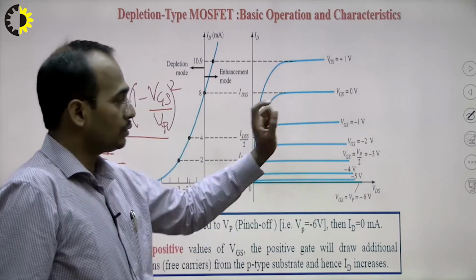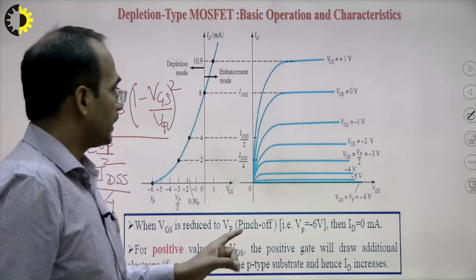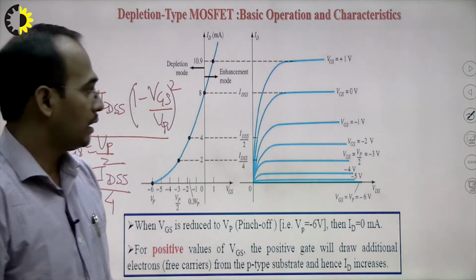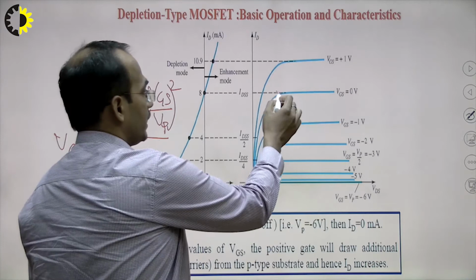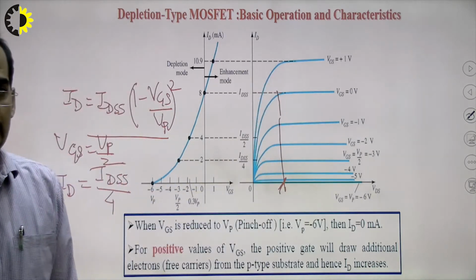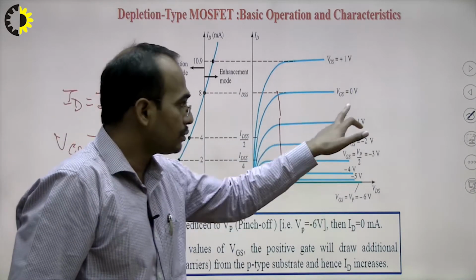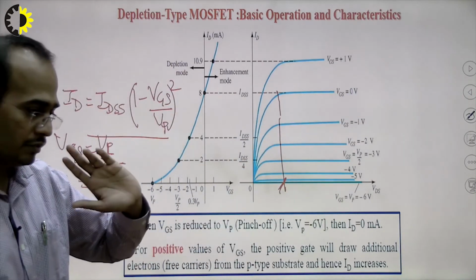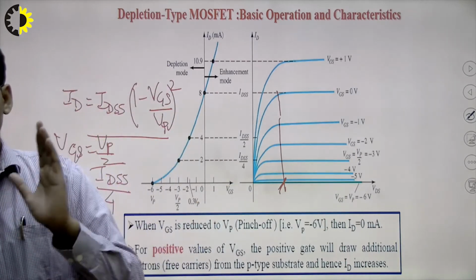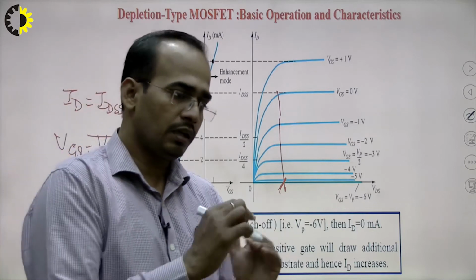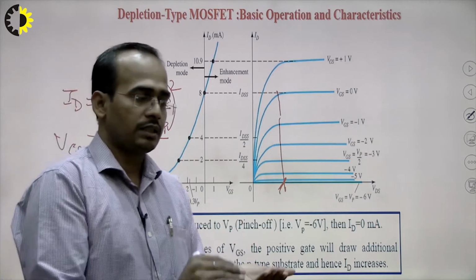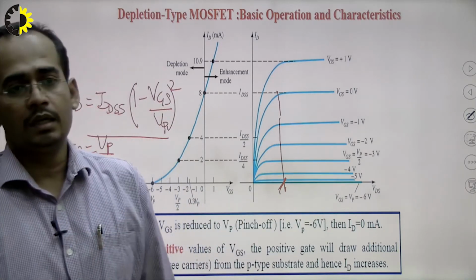When VGS is equal to 0 and VDS is kept positive, the drain current flows and the maximum current is IDSS. At a particular value of VDS, drain current increases, and after a certain value of VDS, the drain current becomes constant. As we increase the negative gate to source voltage, the reverse bias voltage increases.